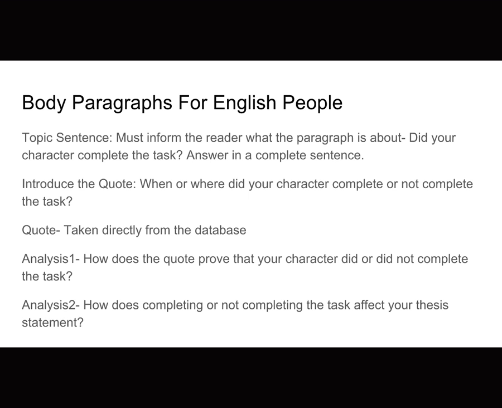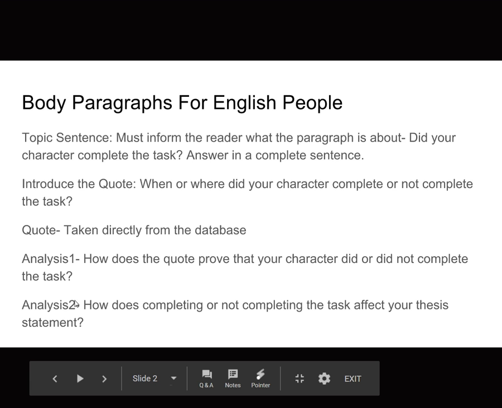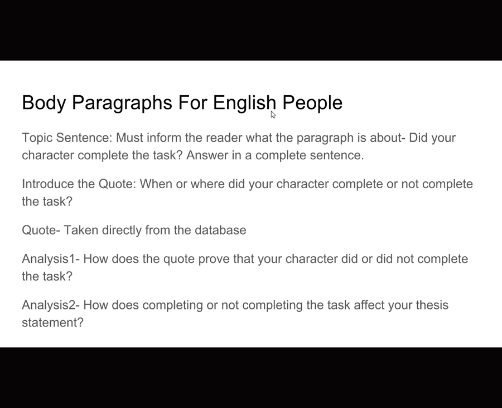Now, when you look at the body paragraph structure here, this one is geared for students who prefer English class, and then I have another slide for students who prefer math or science class. You'll notice that the quote and the analysis, this is the research phase of our research paper. So this part of our body paragraph should actually already be written.